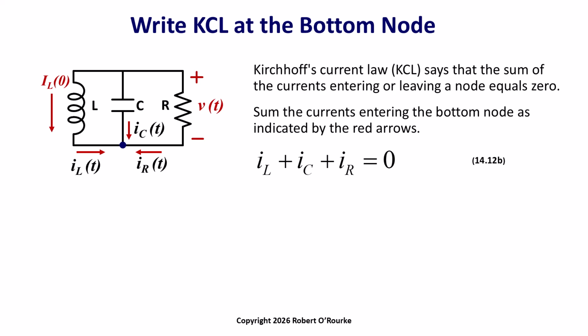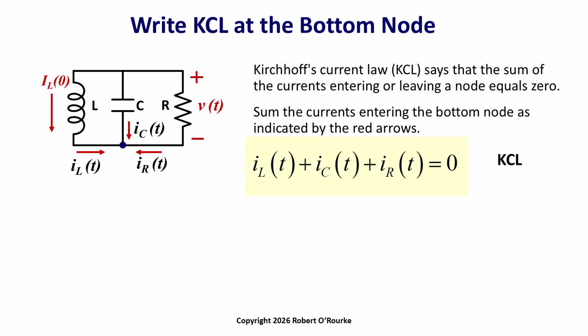To start the parallel RLC natural response detailed derivation process, let's write Kirchhoff's current law, KCL, in equation 14.12b for the bottom node of the circuit. I sub L0 is the initial condition inductor current. It is a single static value. All three currents in the KCL equation are functions of time.